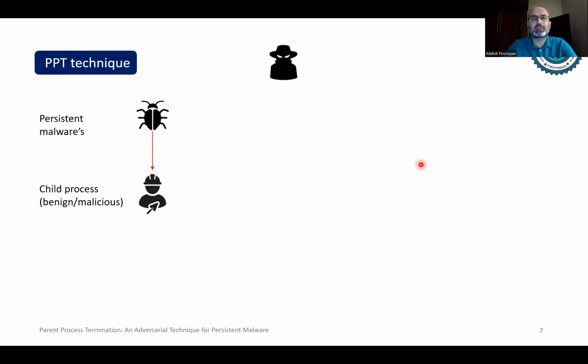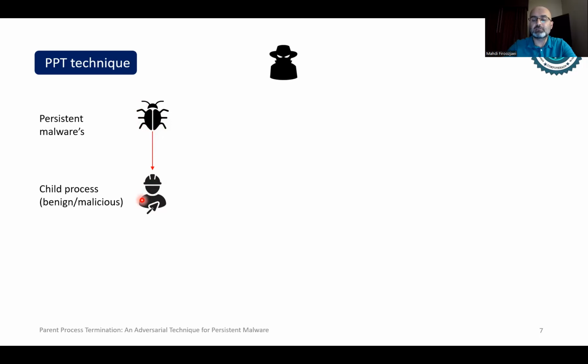Let's explain more in this animation how the parent process termination adversarial technique works. Please assume that a malware infects a system. The adversary could infect the system, and the malware is successfully delivered to the victim system, executed and running. Now the malware makes a process that we call the persistent malware process, and that process creates some children processes. This is the malware process, and that process makes some children processes here.